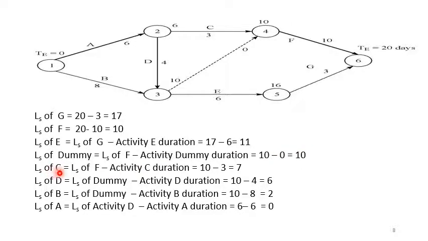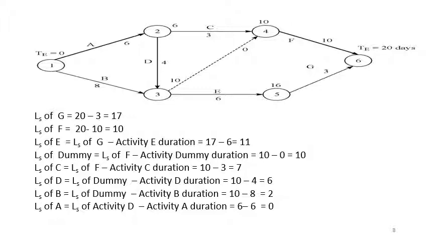Latest start of C will be latest start of F minus activity C duration, 10 minus 3, 7. Latest start of D will be latest start of dummy minus activity D duration, 10 minus 4 is 6. Latest start of B will be latest start of dummy minus activity B duration, 10 minus 8, which is equal to 2. Latest start of A will be latest start of activity D minus activity A duration, which is 0. So when you calculate all this, find out for which activities the earliest start and latest start are equal.